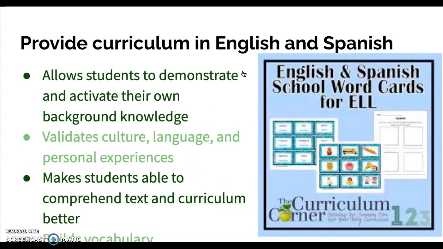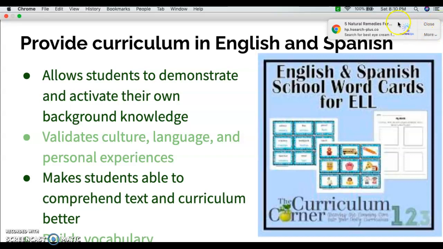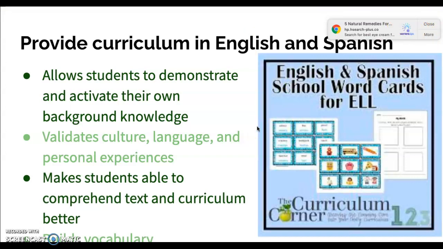Another way to improve Hispanic EL students' language skills is to provide curriculum in English and Spanish, because it allows students to demonstrate and activate their own background knowledge while validating the student's culture, language, and personal experiences. Suddenly, these students are much more willing to share out. They get excited if you can find a text that maybe has dialogue in Spanish because it takes place, I don't know, in the Dominican Republic, and they're having conversations or saying words in Spanish, and the students can share out. That's really great for them.